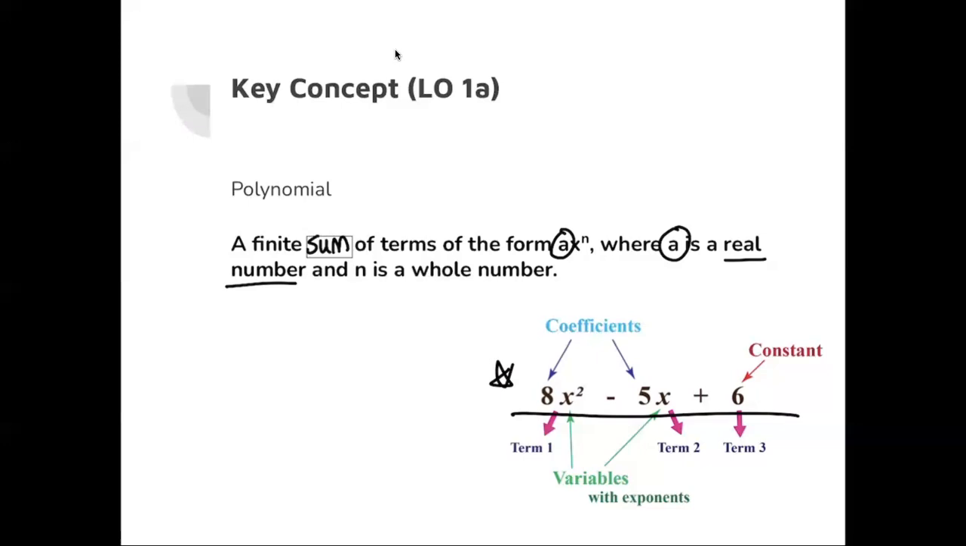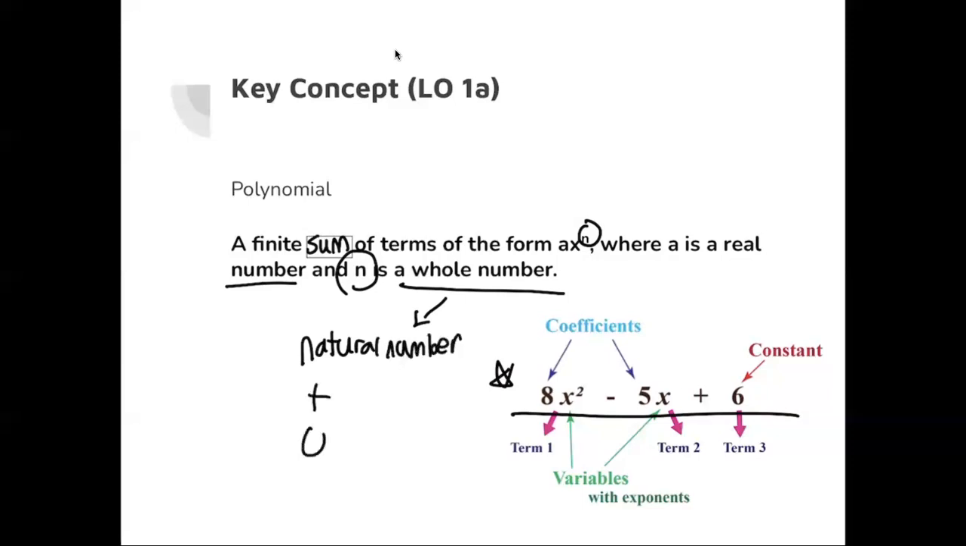One more thing important is that n, the exponent, should be a whole number. The definition of a whole number is natural numbers plus 0, right? What are natural numbers? They're positive numbers that are not fractions or decimals, right? So 1, 2, 3, 4, 5, 6, 7, 8, 9, 10. Those are natural numbers, and including 0, these are whole numbers, okay? So basically, a polynomial should be the sum of terms in the format of ax to the power of n, and a should be a real number, and n should be a whole number, okay?